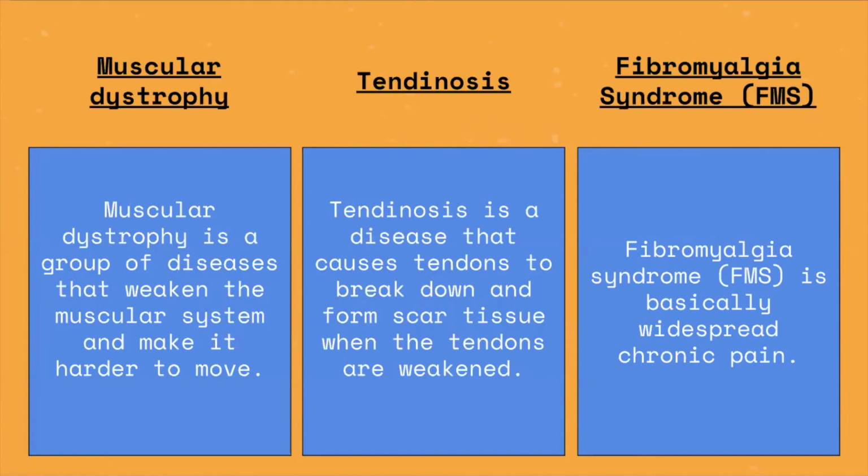We have tendinosis, which is a disease that causes the tendons to kind of break down and form scar tissues. And this happens when the tendons are weakened. We have fibromyalgia syndrome, or FMS, which is basically widespread chronic pain. This is becoming increasingly more common because of artificial foods that we eat. They affect our body in so many different ways.